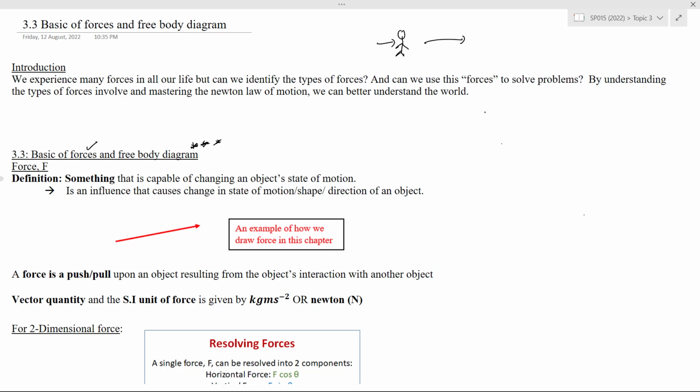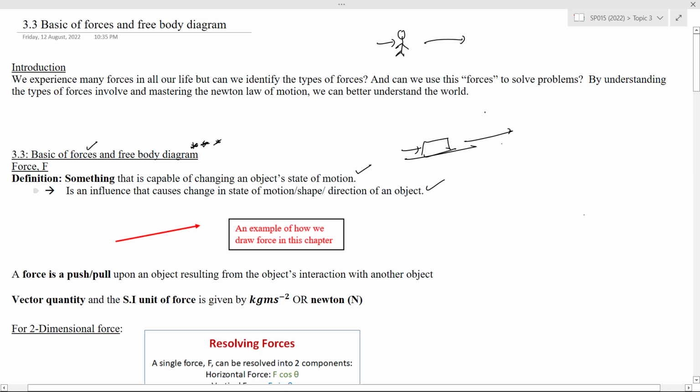Okay, so what is a force? A force is something that's capable of changing an object's state of motion. So jika sesuatu objek tu bergerak, kita boleh also apply force untuk menyebabkan dia tak bergerak. Kalau benda tu tak bergerak, contohnya kita ada sini kotak yang just relax itu, kita boleh gunakan force untuk tolak dia supaya dia bergerak. Macam example tadi lah. Okay, so it is an influence that causes a change in state of motion, shape or direction.